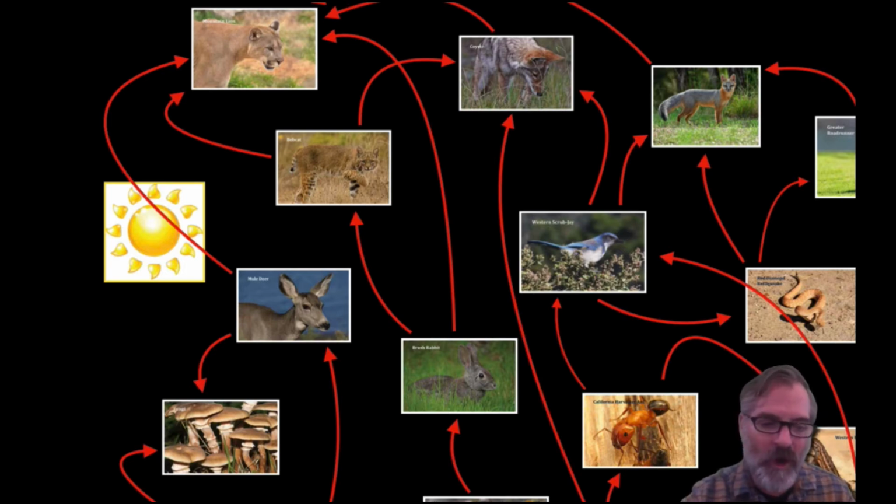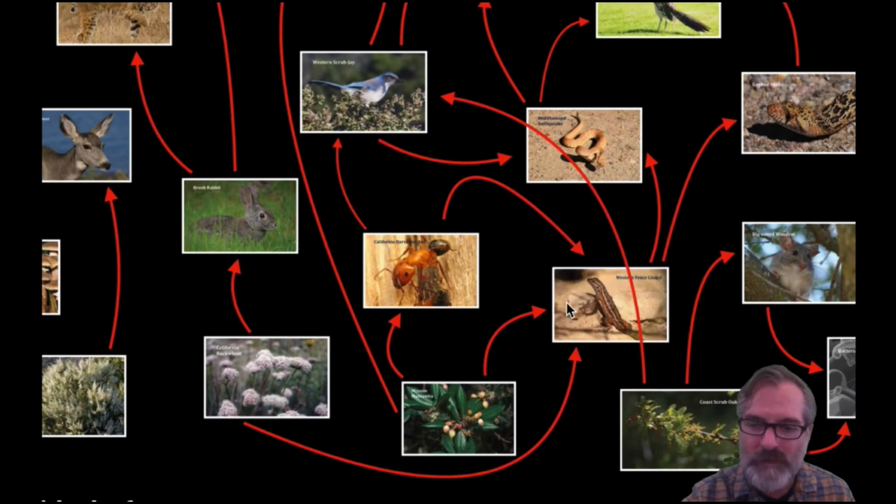And let's take a look at omnivores. So we've got this western fence lizard that's feeding on these harvester ants. So that's an animal. But also it's feeding on these tiny little seeds in the flowers of the California buckwheat. So that would be a plant that it's feeding on. So because it's eating an animal and a plant, that makes it an omnivore.